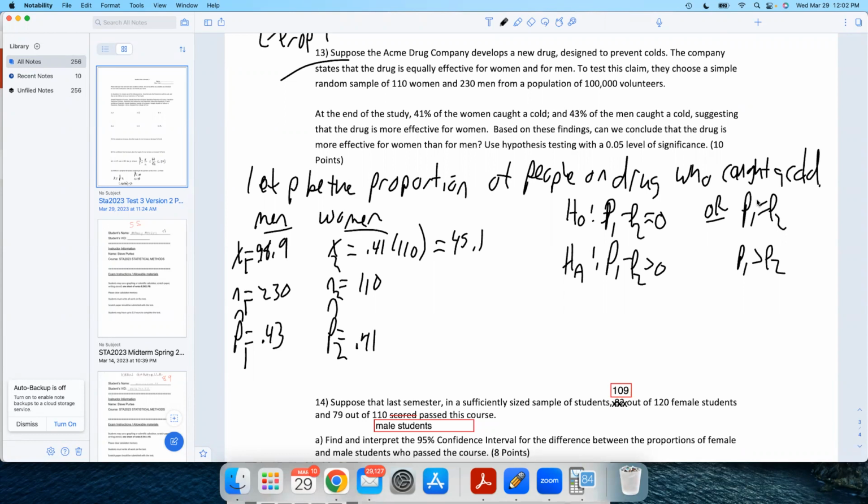This says they're catching colds at the same rate. This says, no, they're not. Men are catching more colds. The proportion of men on the drug that caught a cold is bigger than the proportion of women on the drug that caught a cold.